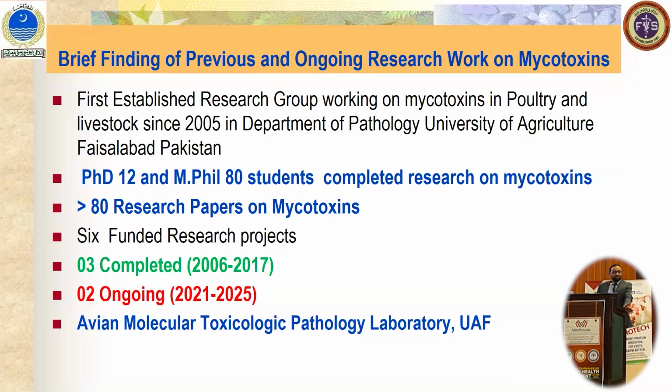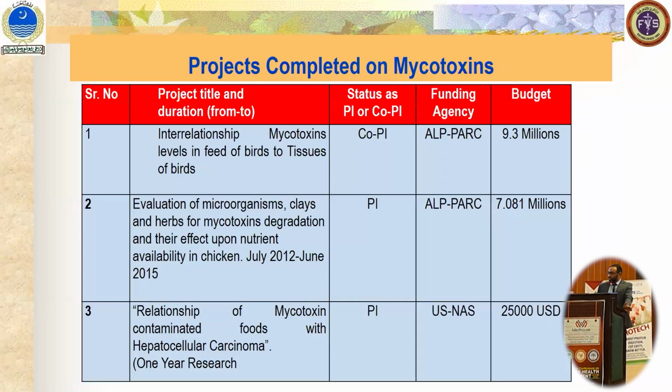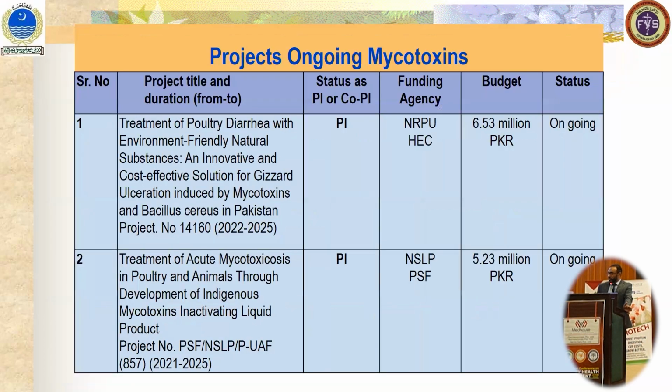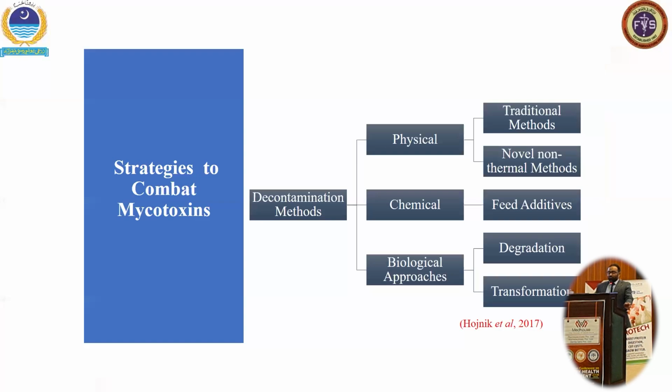This was a brief overview of what our group has been working on since 2005. We are working on mycotoxins, and around 100 students have earned their PhD and MPhil degrees on mycotoxins. And these were the fundings that we completed. Currently we have two fundings, one from HEC and one from the Pakistan Science Foundation.